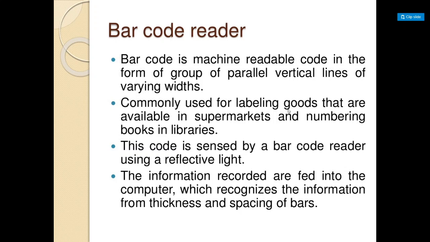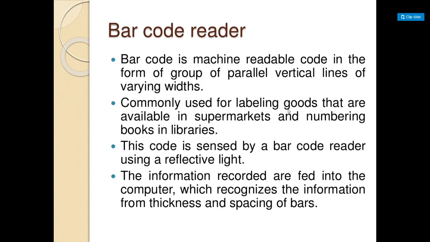It's a machine readable code in the form of a group of parallel vertical lines of varying widths. We have seen this barcode in almost every product we purchase, right? Even in the malls, all the products have this barcode on them, and a barcode reader is used to get the items, or to bill the items. So mainly it is used for labeling goods. As I told, it's available in supermarkets and for numbering books in the libraries.